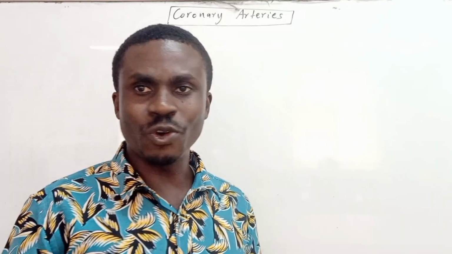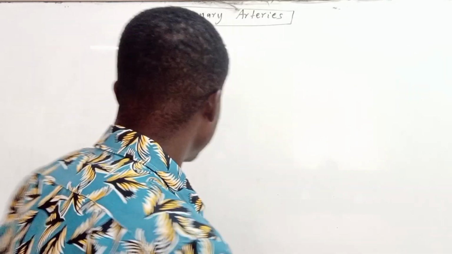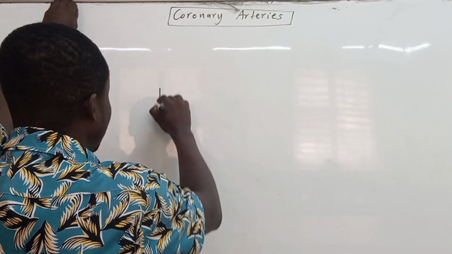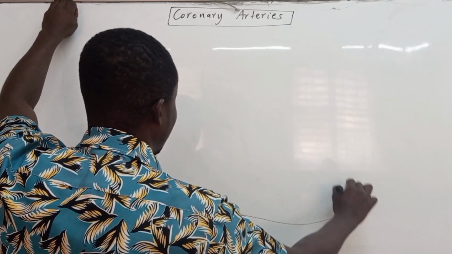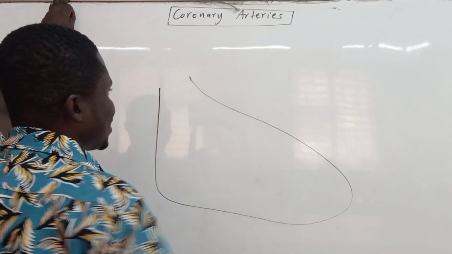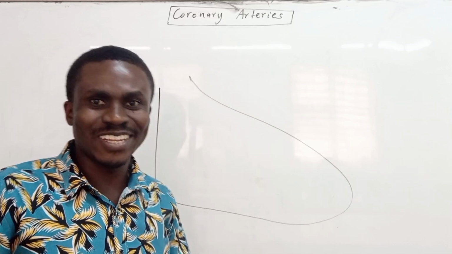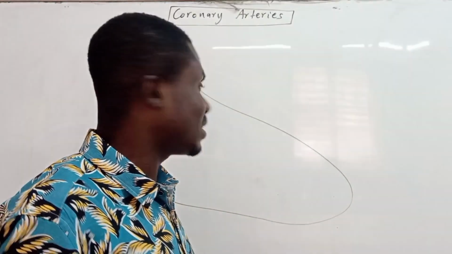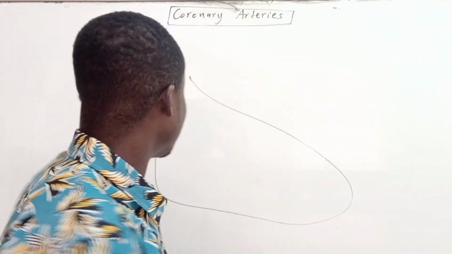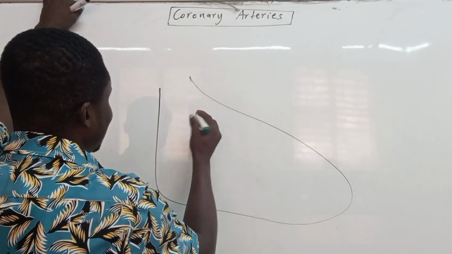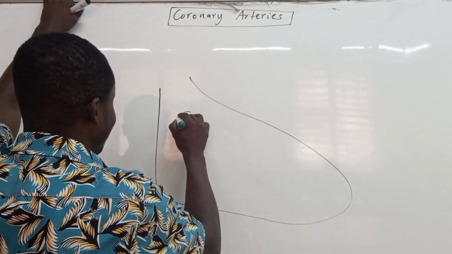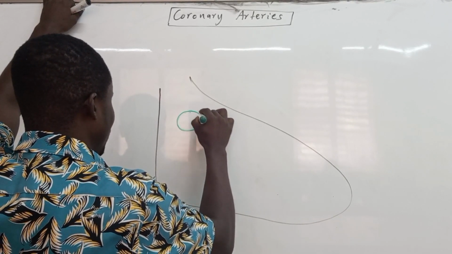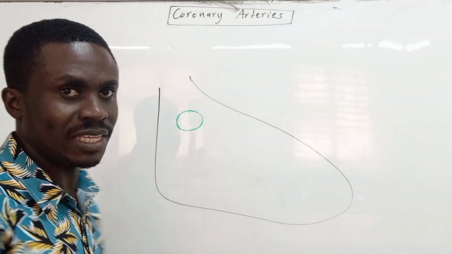Now, to make this easy for us, we want to draw something about this heart. As I always do, the heart will be like a shoe. Let's draw something which resembles the shoe. If I have this as my shoe, then of course my problem is half solved. Now, let's say the aorta is over here.